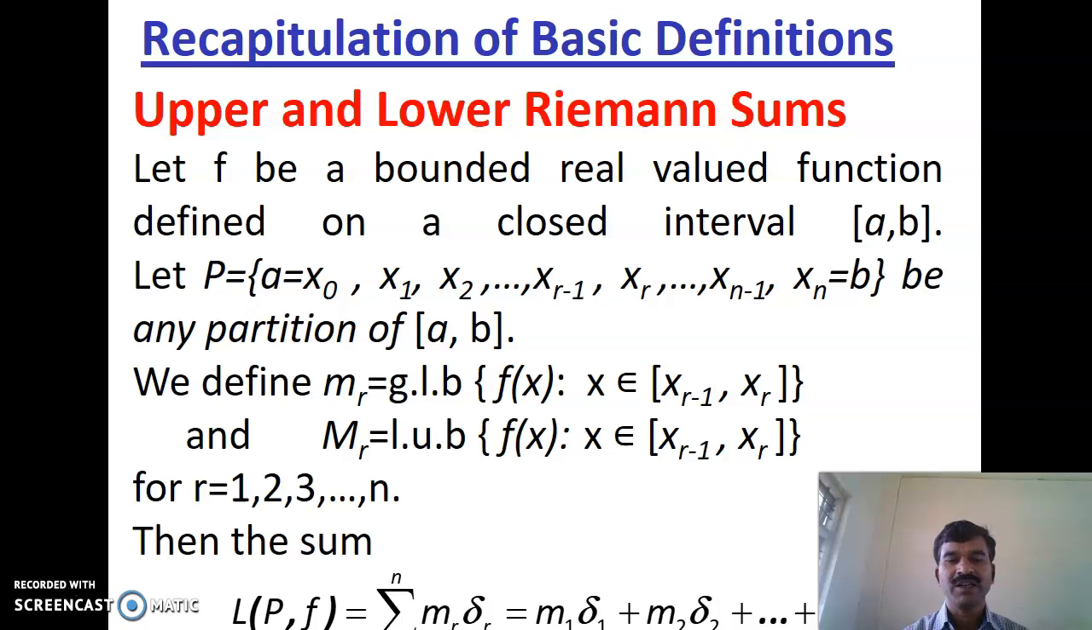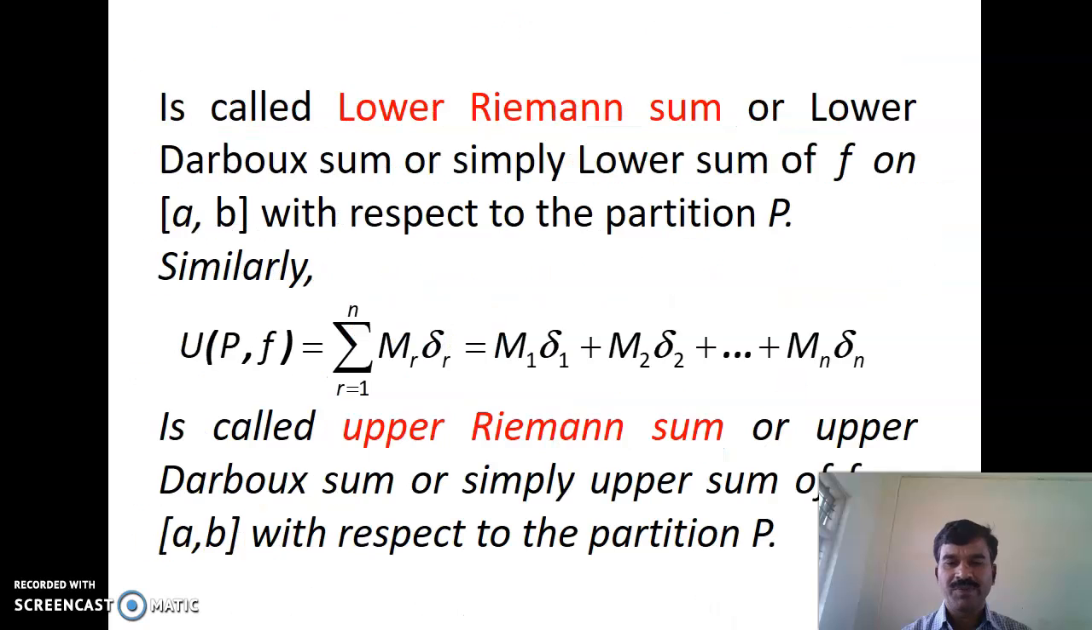Small m_r is the greatest lower bound of f(x) for all x belonging to the subinterval, and capital M_r is the least upper bound (LUB) of f(x) for all x belonging to the subinterval [x_(r-1), x_r]. Then we define L(P, f) as the summation of m_r delta_r, where r runs from 1 to n, which is called the lower Riemann sum or lower Darboux sum.